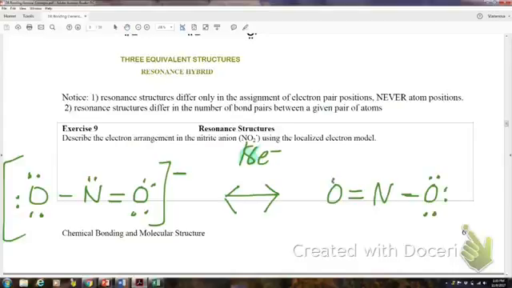And so those structures are basically equal to each other in that they're both an equal possibility. So we don't know which one it is, so we draw both. Again, in actuality, you don't have a single and a double. You have 1.5 on both of them, but we don't draw it that way. Okay? Any question on the resonance structure?